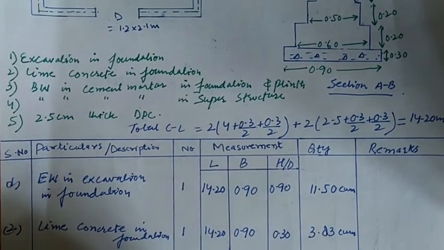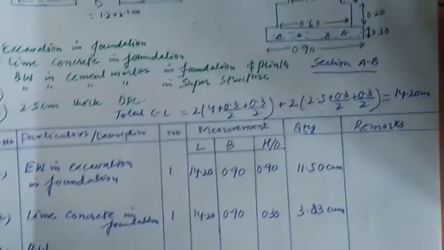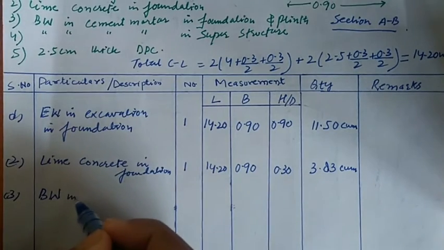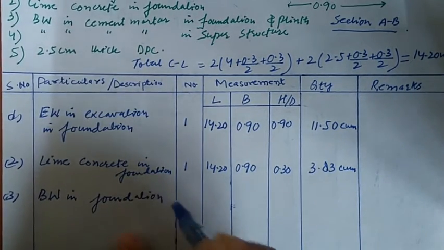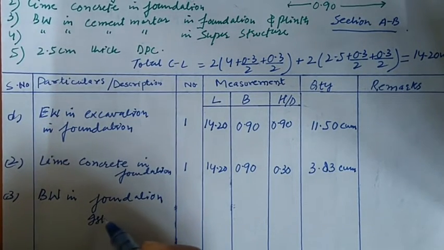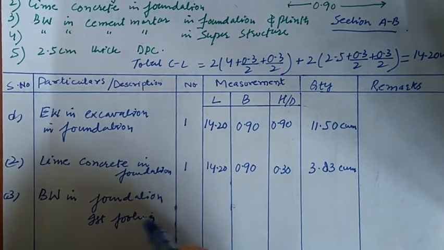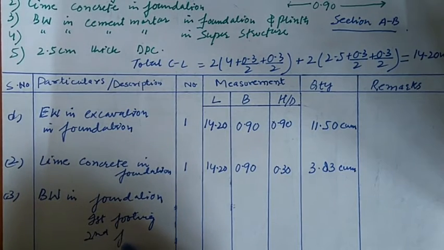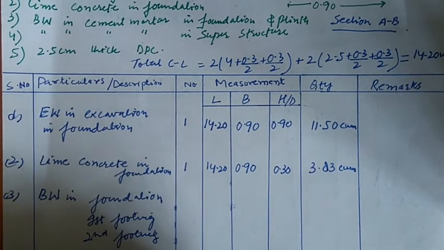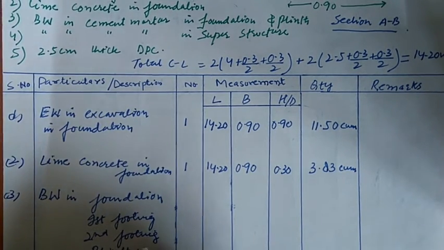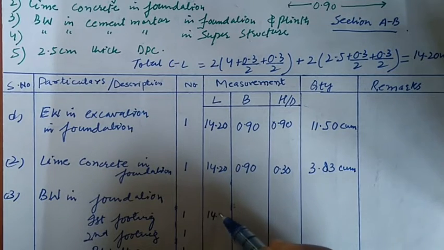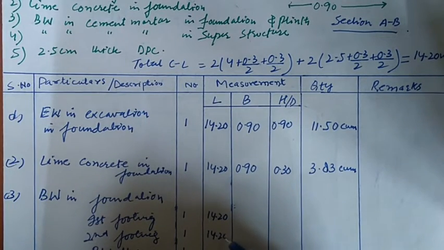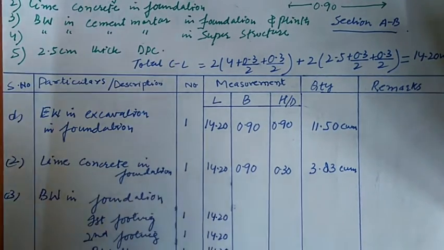Now we have brickwork in foundation. For this we have first footing, we have second footing, and we have plinth. Again the number will remain same, first footing 1, second footing 1, plinth 1, and the length will also remain same, 14.20, 14.20, 14.20.